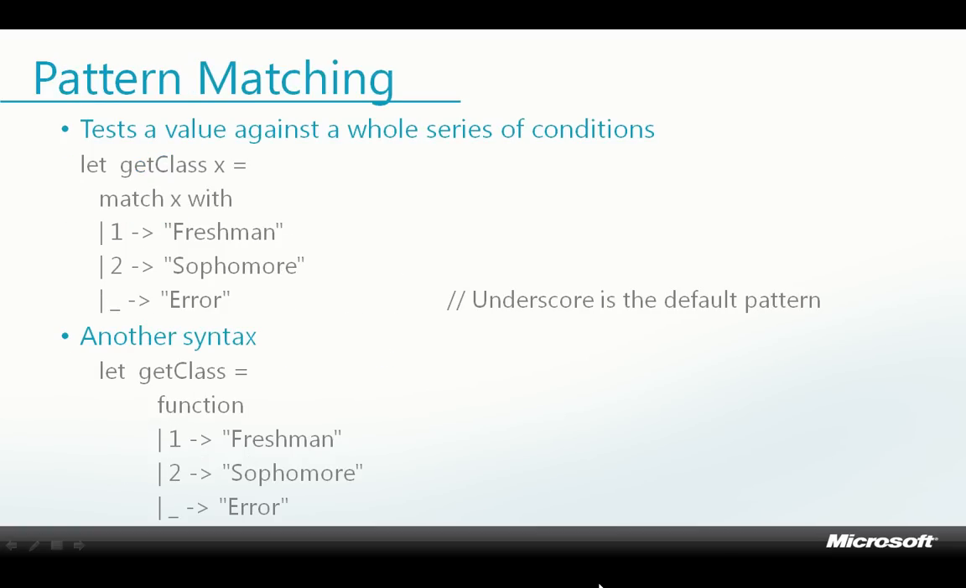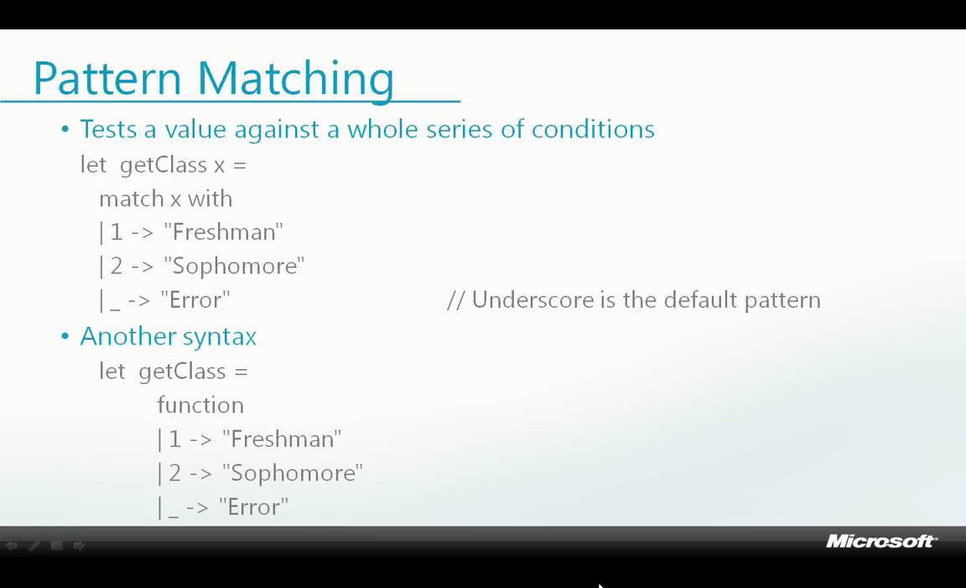Pattern matching is something like a switch or case statement in other programming languages. It tests a value against a whole series of conditions, and each case in a pattern has a return value. So if I call getClass here, the identifier here, with the argument 2, it would return the string sophomore. Now, the last thing here, the underscore, is the default pattern. It's there to catch all of the possibilities. So when you use an underscore, you're saying if it's not a 1 and it's not a 2, return the word error. And as you'd probably assume, it has to be the last value in your pattern matching statement.